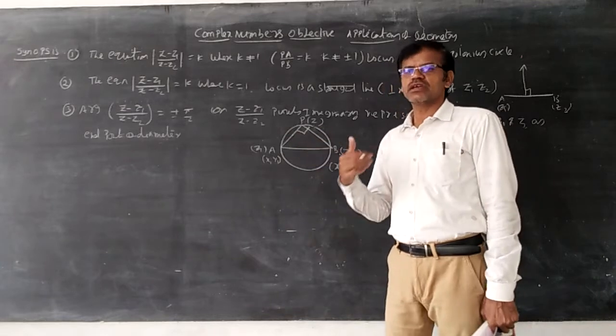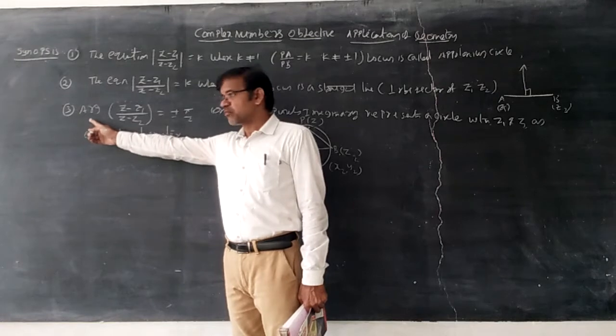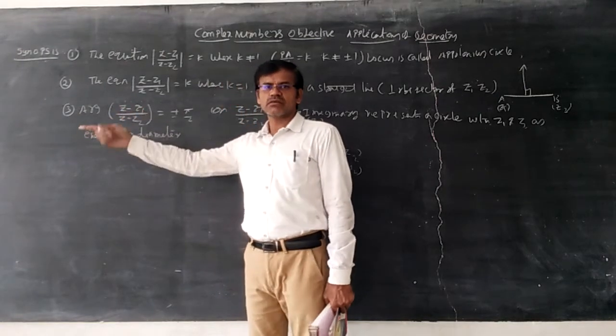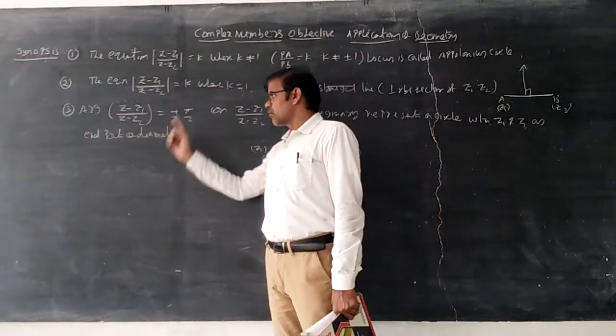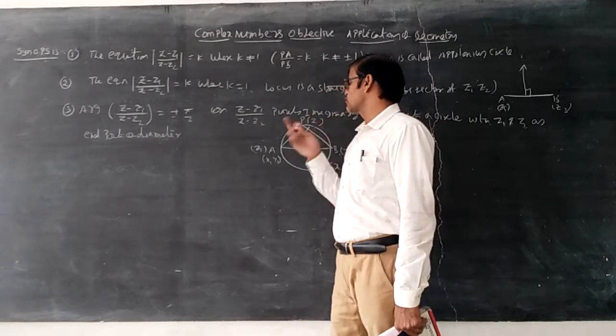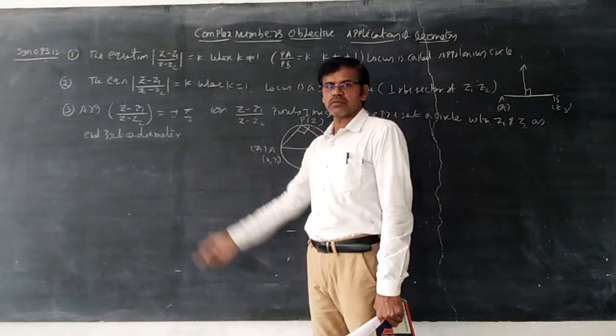The angle here means the amplitude or argument in the Argand plane or complex plane. So z minus z1 is nothing but the concept of this slope, and z minus z2 is likewise the slope of this complex line. So the argument, since this slope product is minus 1, is plus or minus pi by 2.